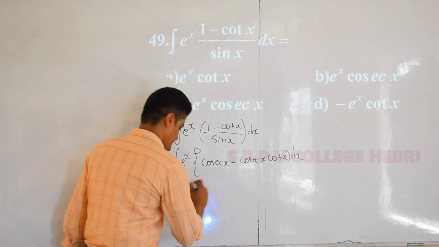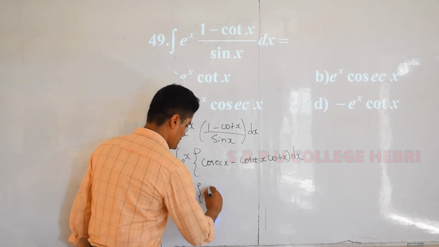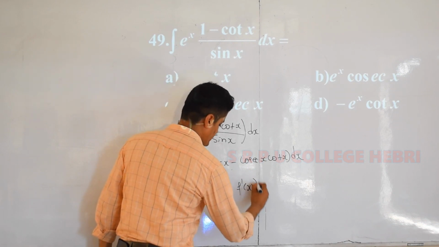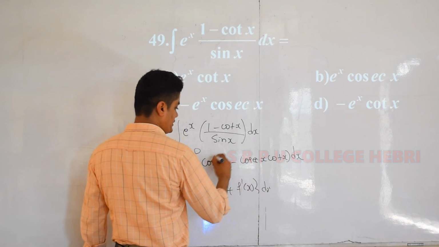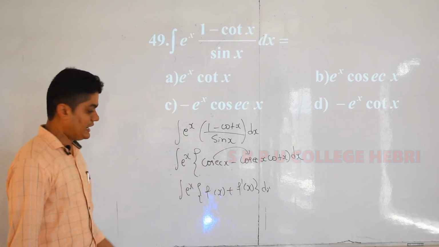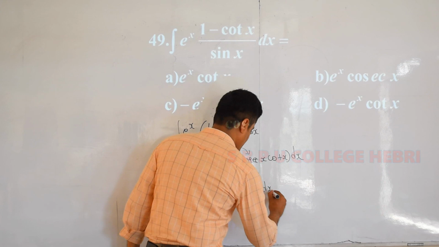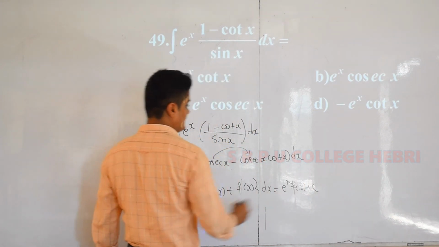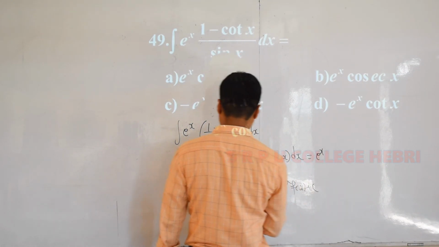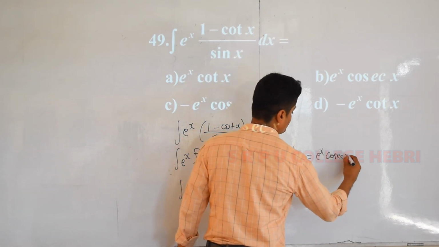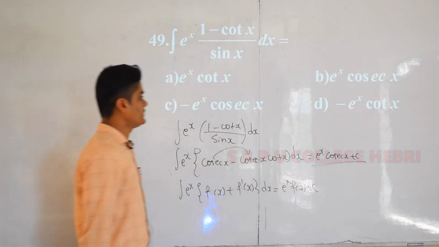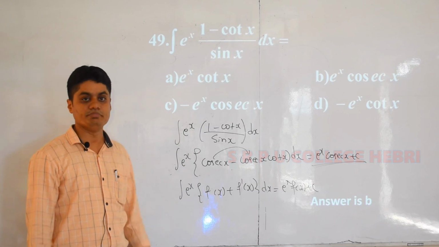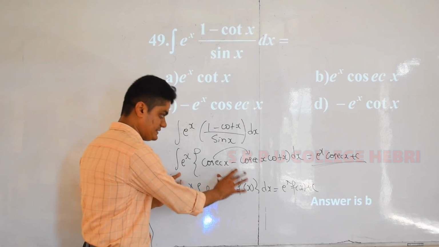It is in the form of e power x into f of x plus f dash of x. You can check this by differentiation: minus cosecant x into cot x. And you also know that this integration is equal to e power x into f of x plus c. So what does it become? e power x into f of x, which is cosecant x, plus c. So what is the right answer? E power x into cosecant x. The answer is option B.